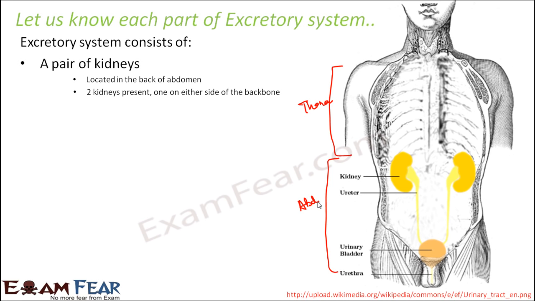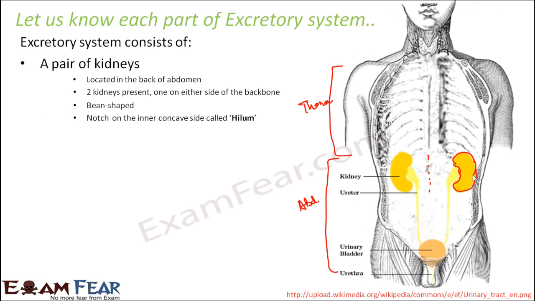Two kidneys are present, one on either side of the backbone. The backbone is somewhere here, as you can see in the picture. So one on each side of the backbone. They are bean shaped. If you look at the shape of the kidney, it is in the shape of a bean. So this is a brief introduction of the kidneys.